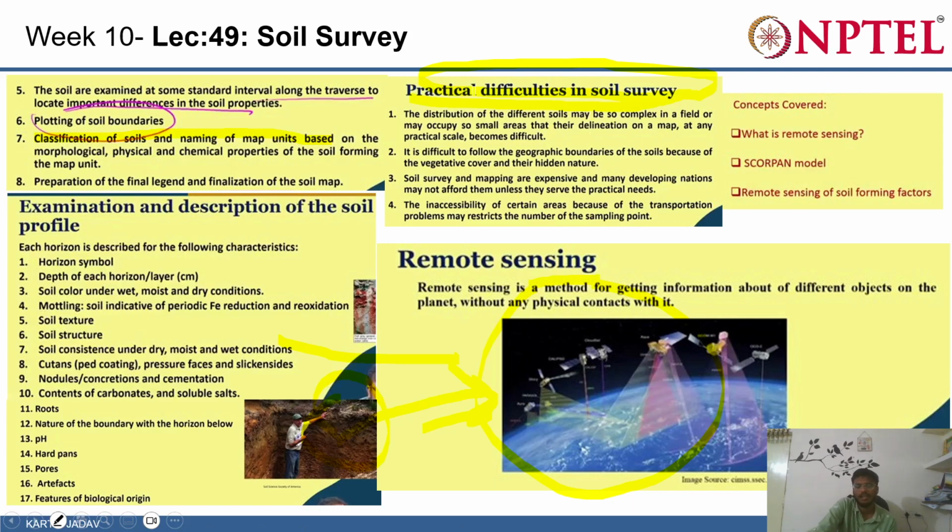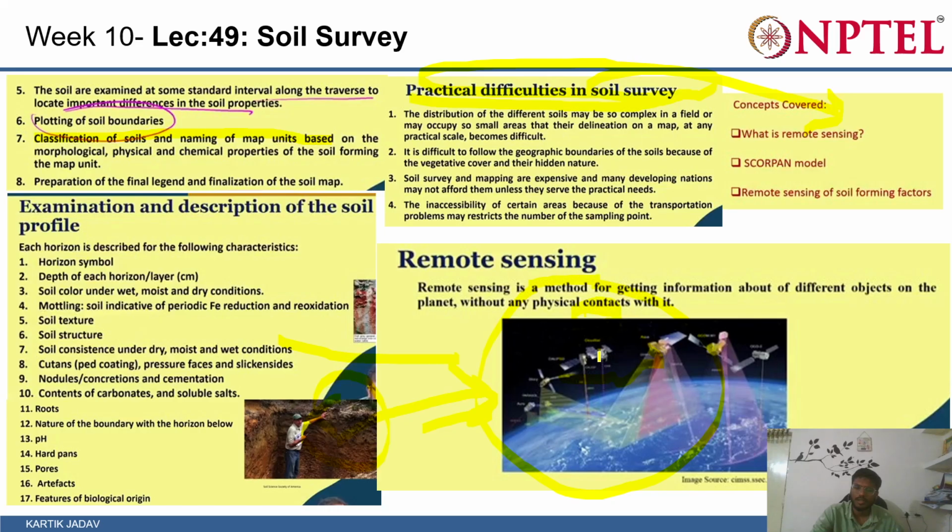And then finally, in lecture number 50, we have talked about remote sensing in the concept of soil survey. Certain models we have talked about. Basically, remote sensing is a technique in which we are using certain radiation, such as a radiation source like the sun, or also providing targeted wavelength rays from satellites.